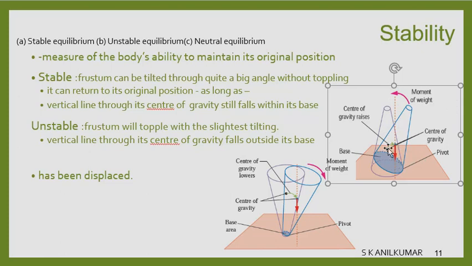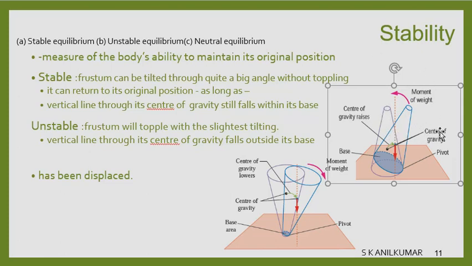So as long as the center of gravity, or the vertical line through the center of gravity, falls within the base, the fulcrum, though tilted to a big angle, will not topple, but the object will return to the original position. That is called stable.